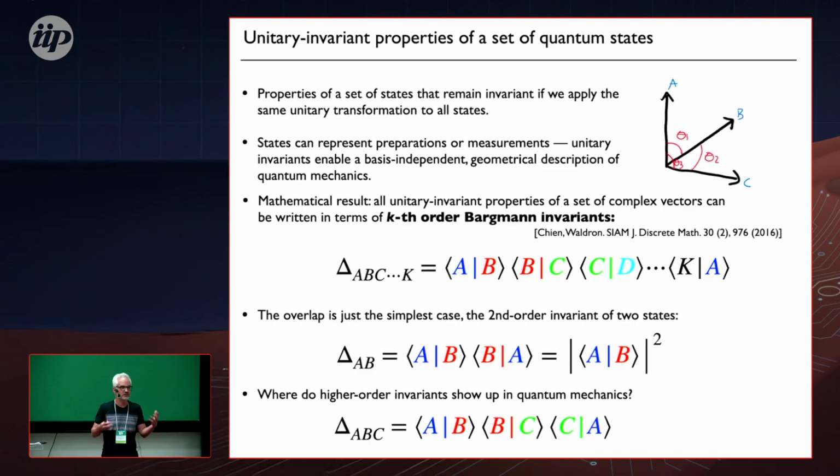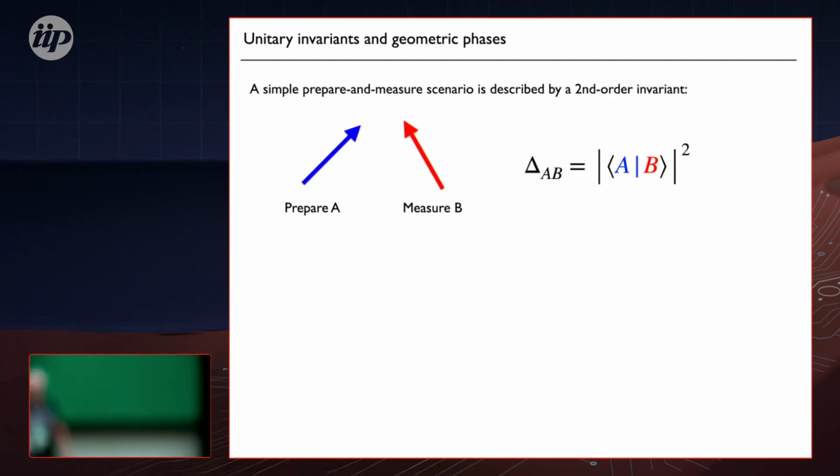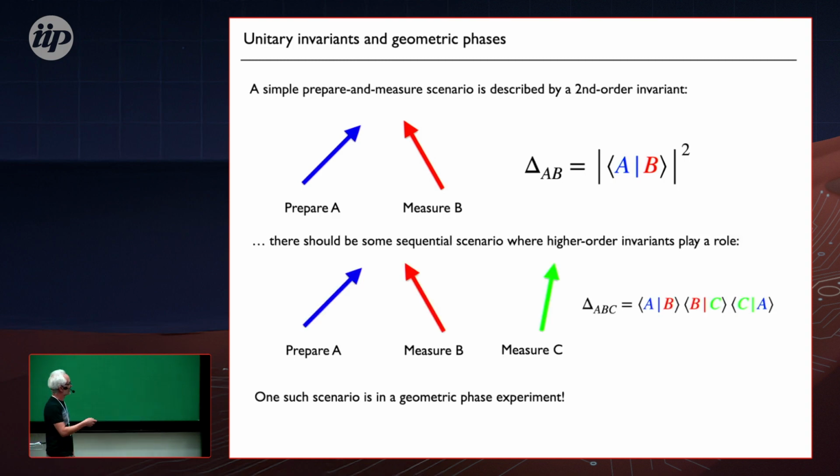Where do these things appear? Where do third order or fourth order, fifth order invariants appear in quantum mechanics, okay? So we'll see a few places where they play a role. As I said, if you have a preparation and a measurement, the overlap gives you the probability. So we're very familiar with these probabilities, right? So it looks like in order to get invariants like this, you will need something like a sequence of measurements or a sequence of states, you know, transitioning between one and the other or something like that, okay? So that's an intuition about where these invariants will appear.